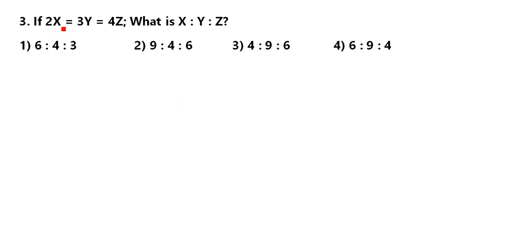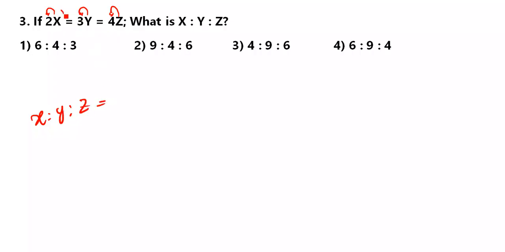Right. So listen, we have to find out x is to y is to z. Here x is how many parts? 2 parts. Y is how many parts? 3 parts. Z is how many parts? 4 parts. We have to find out x is to y is to z.